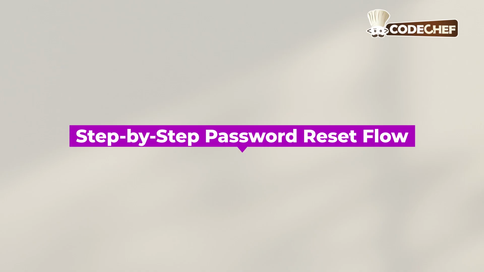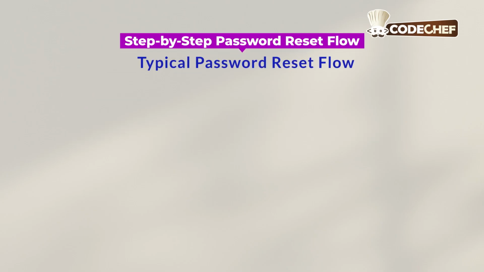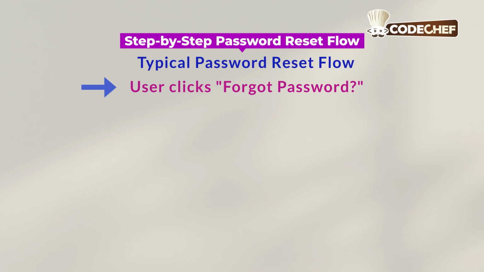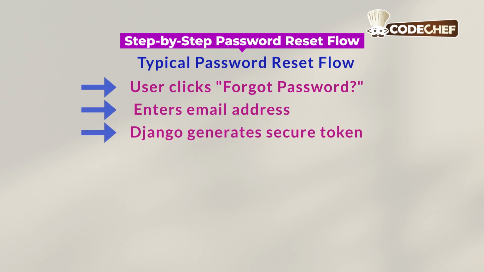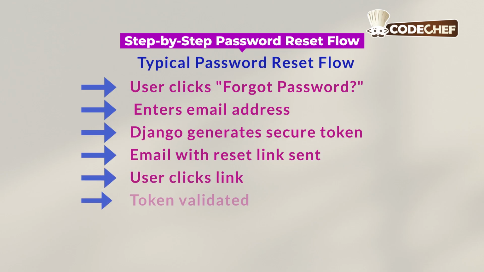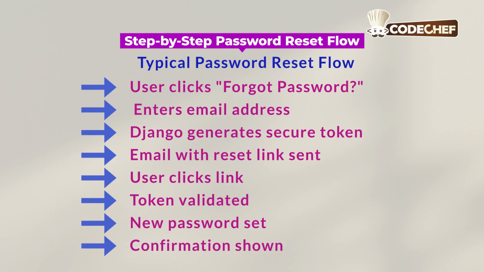Now let's look at the step-by-step password reset flow. Let's understand the full journey. The user starts by clicking the Forgot Password link. Then they enter their email address. Django checks whether that email exists, generates a secure one-time token, and sends a reset link by email. Now when the user clicks the link, Django validates the token and shows a form where the user can set a new password. Once completed, the user can log in with the new password.